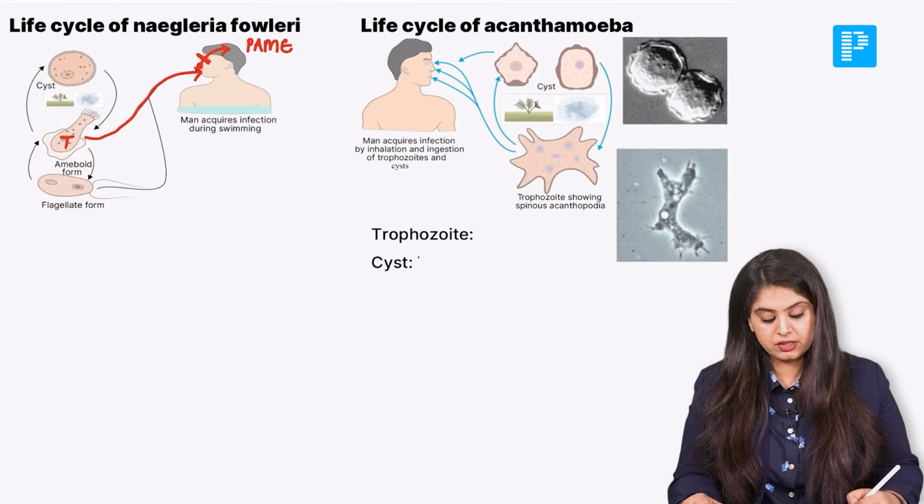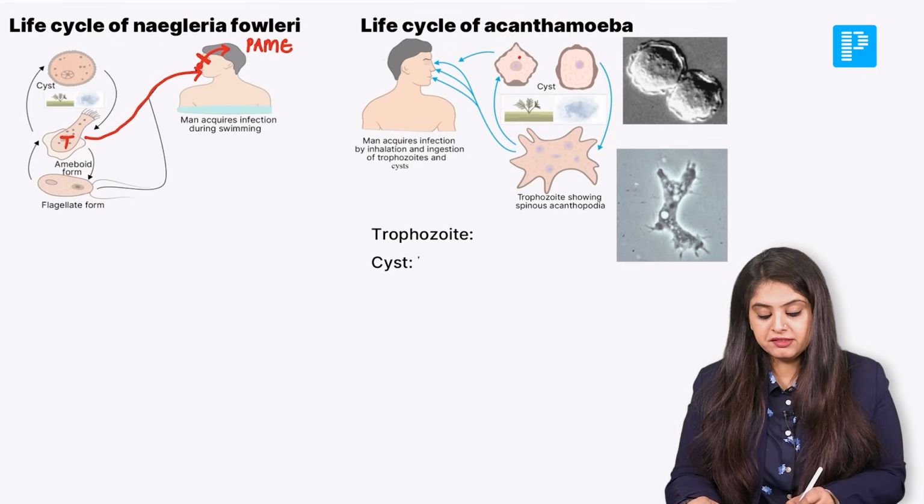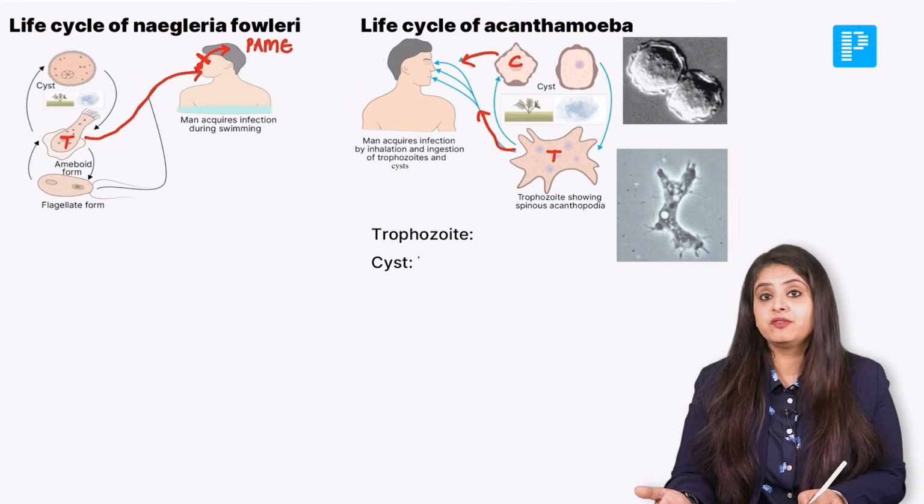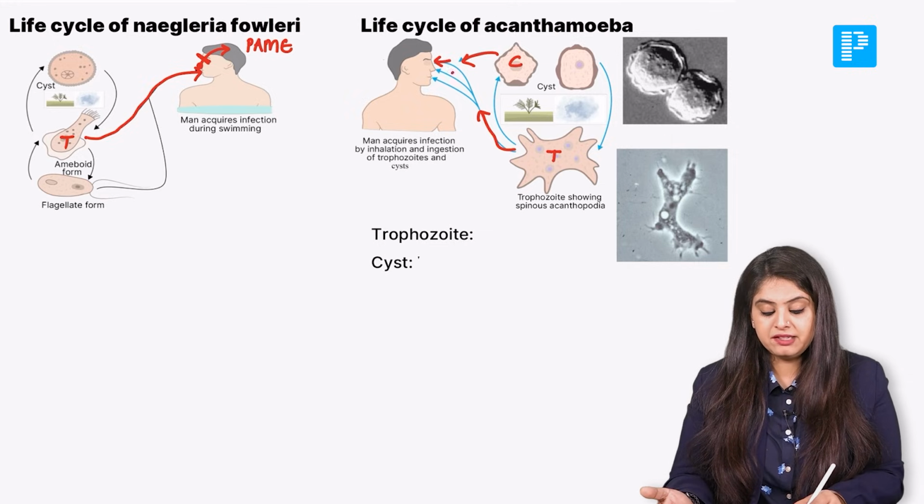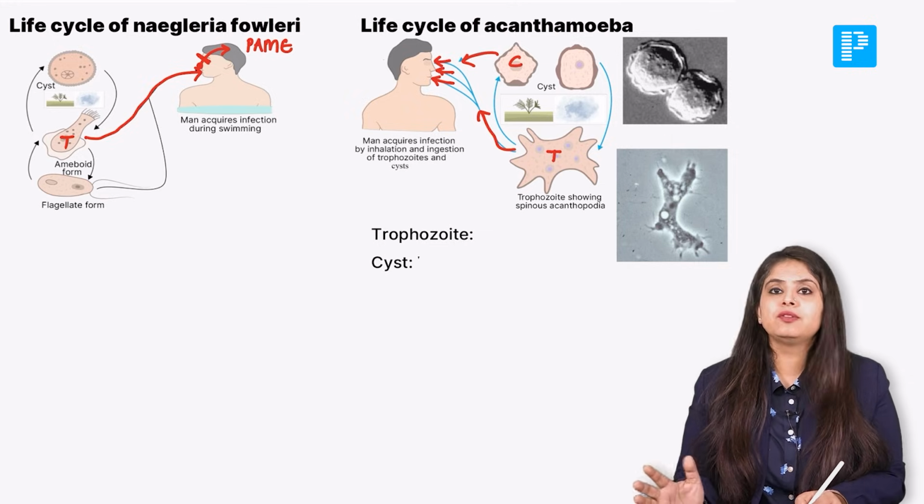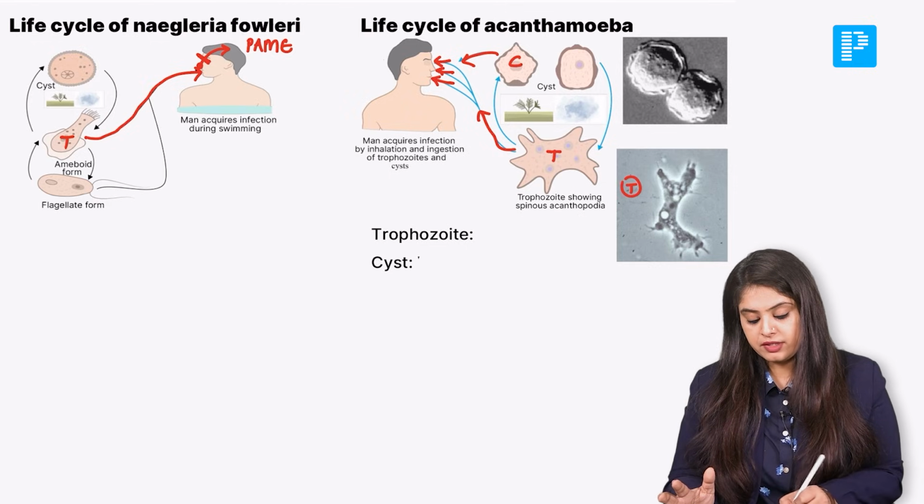Let me show you a picture here. Over here in Acanthamoeba, the cyst form can also come to us. The trophozoite form can also come to us. So both of them are infective. It can come through the eyes, through the nose, through the oral cavity. So all of the above. This is the trophozoite over here and this is the cyst.